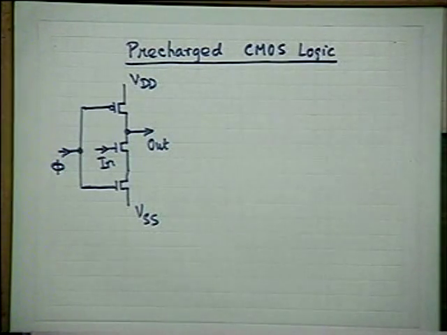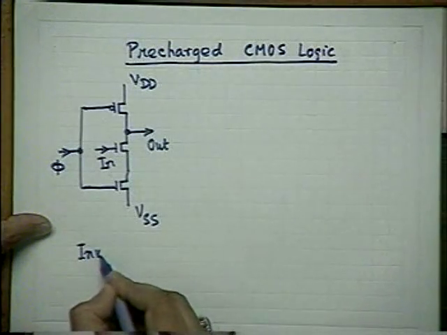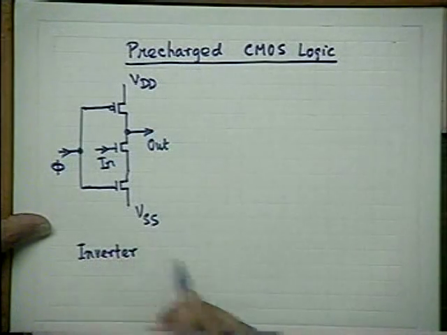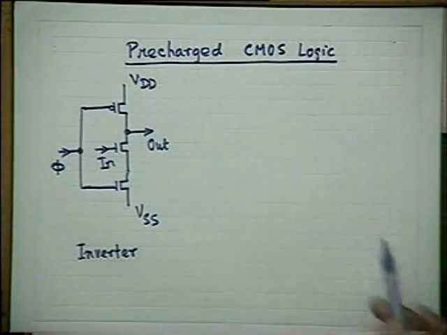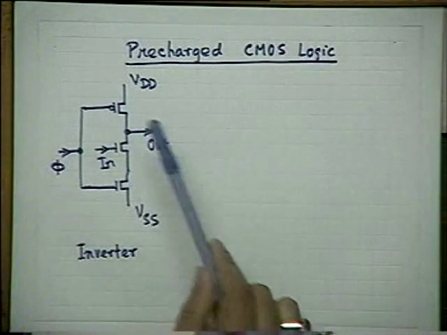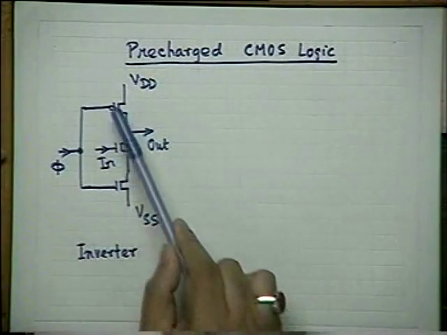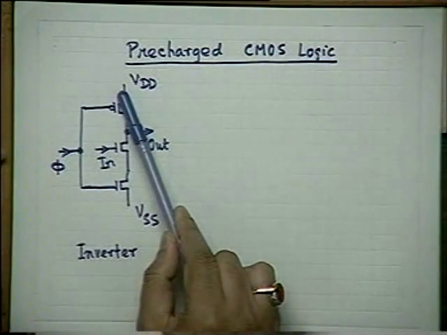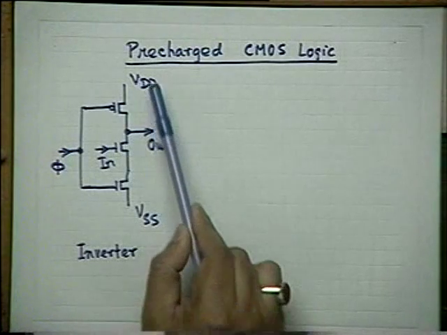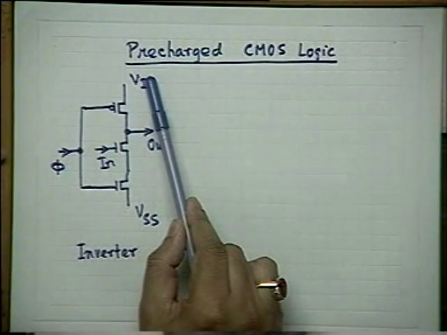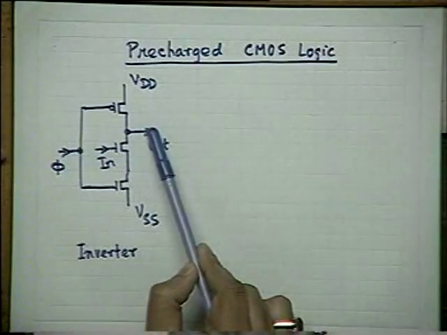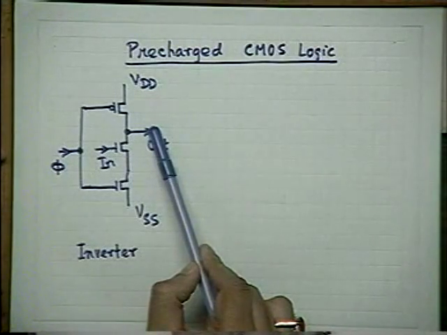This is again a precharge. You can easily find the precharge logic. This is a precharge CMOS inverter. This is an inverter, simple inverter. When phi is 0, this is off, this is on. So the output gets charged to VDD, and this is what is known as the precharge phase.